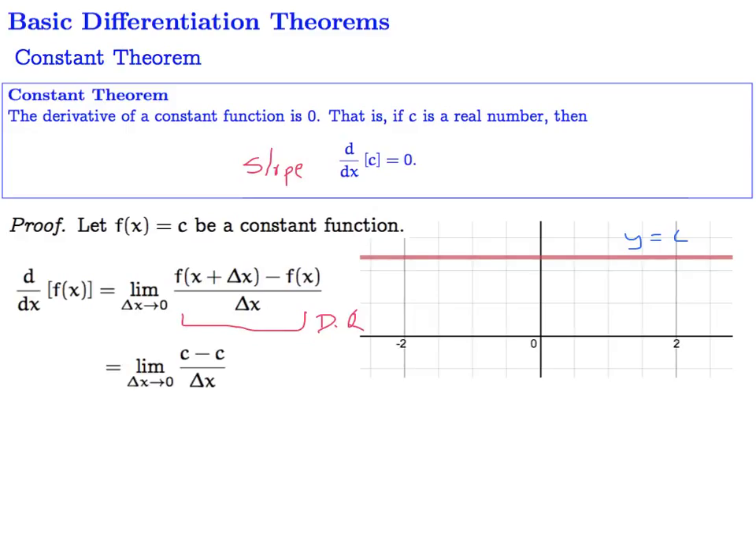And the key here is that our function doesn't care if it's f of x plus delta x or f of x. No matter what you put into our function, we're always going to get out the same constant c. So that really helps in our difference quotient to tell us that our rise is going to be c minus c. So since our function has 0 rise overall, this means we're taking the slope as we get closer and closer to our point of all 0 slopes all the time. So this means our slope all the time is going to be 0.